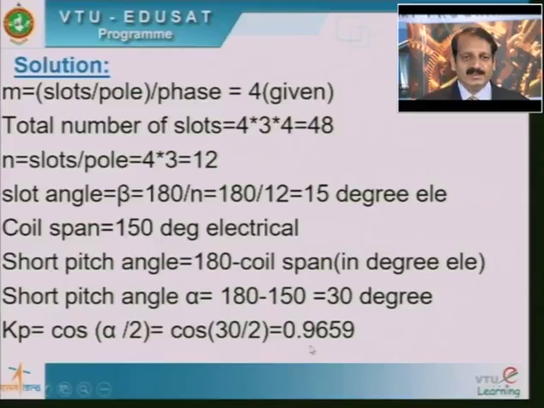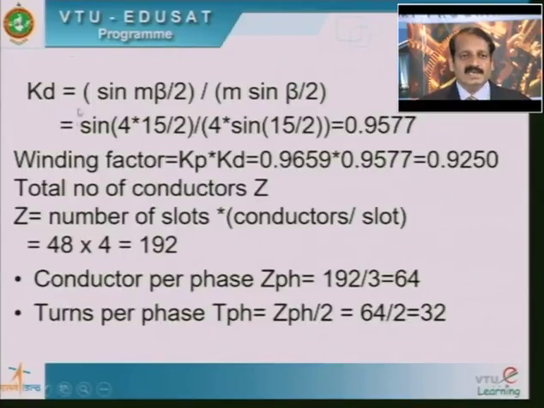Kp can be calculated as cos alpha by 2, and Kd can be calculated as sin m beta by 2 over m sin beta by 2, with m as 4, beta is 15. So, we will get 0.9577. Winding factor is Kp into Kd, we will get 0.9250. Z is equal to 48 into 4, that is 192. Z phase is equal to 64.